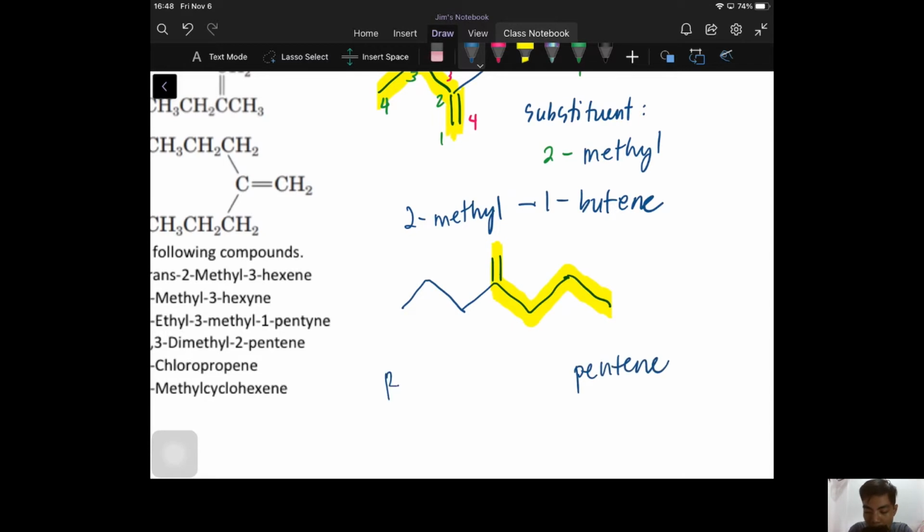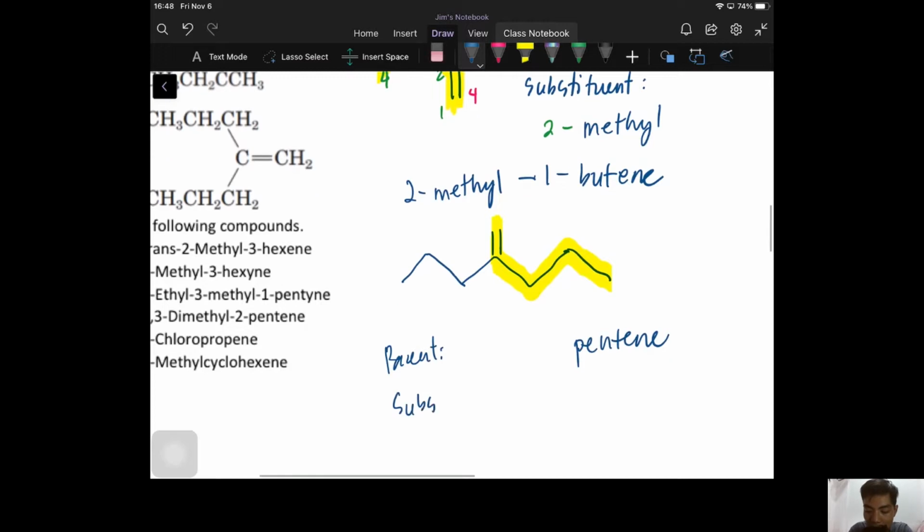Okay? So, yan yung ating parent. Okay, yung ating substituent. Ano yung ating substituent? Ilang carbon? 1, 2, 3. Ano yung 3 carbons? Propyl. Prop, tatlong carbon. Yl kasi, substituent. Propyl. Okay? This is your pentene.